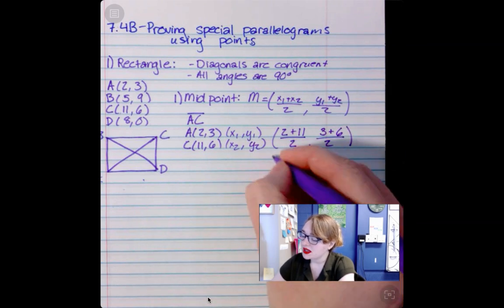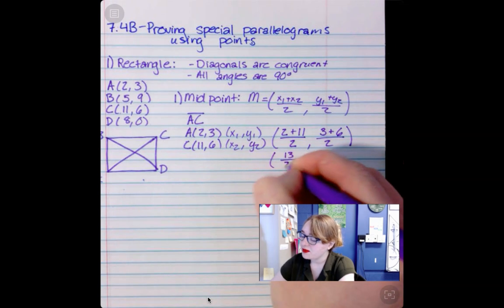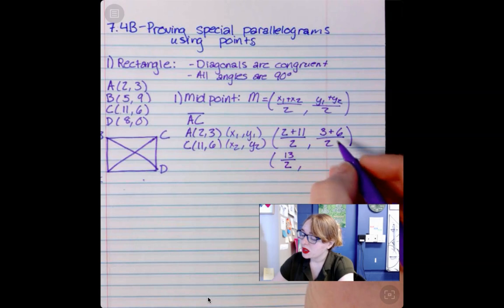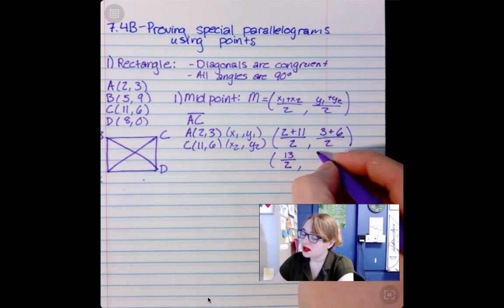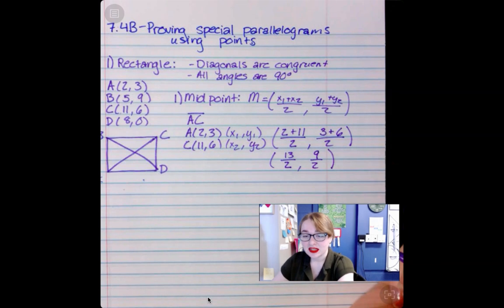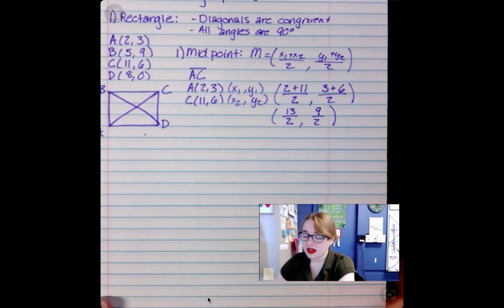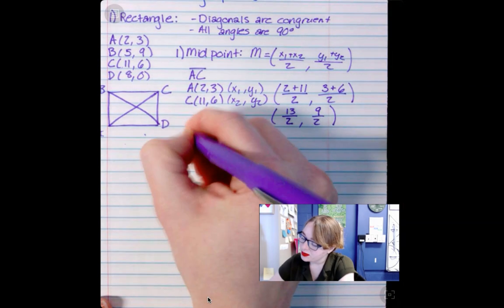Okay, so 2 plus 11 gives us 13 divided by 2, which isn't going to divide clean, so I'm just going to leave it as a fraction. And then 6 plus 3 is 9 divided by 2, and again, that's not going to come out as a clean number, so I'm just going to leave it as a fraction. If you want to convert to decimals, that's fine.